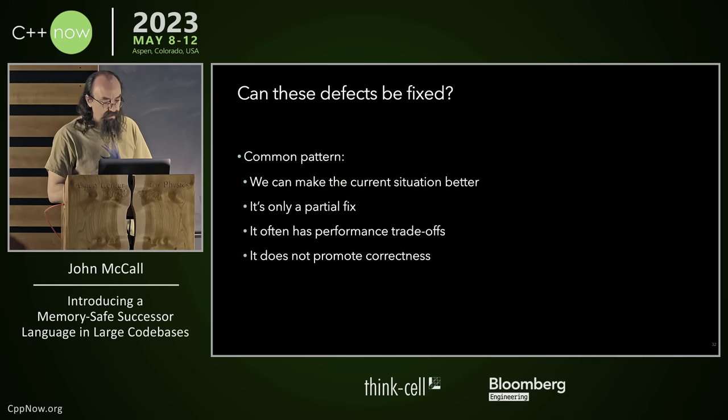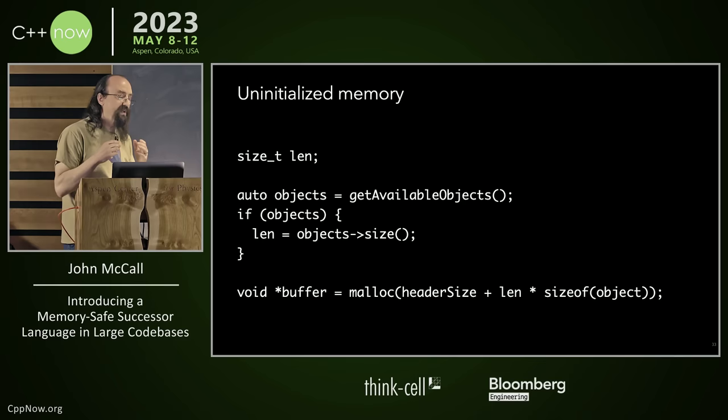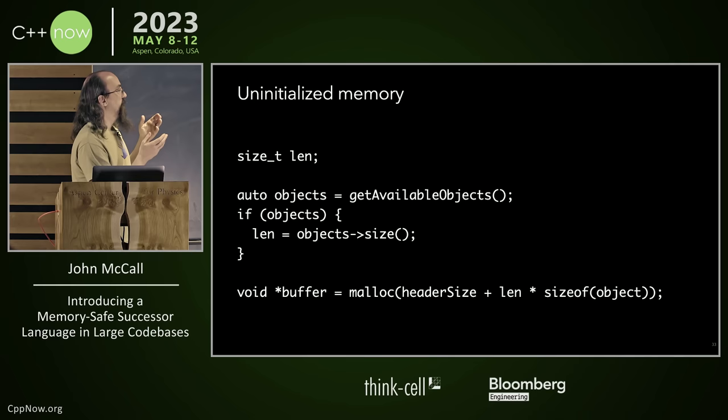So let me work through one example of that, which is uninitialized memory. The most embarrassing problem with uninitialized memory is obviously with local variables, right? So here's an example. We've got a len local variable. If objects is false, if there aren't any objects returned here, len is never going to get initialized. And then we're off in undefined behavior land when we actually try to use it.